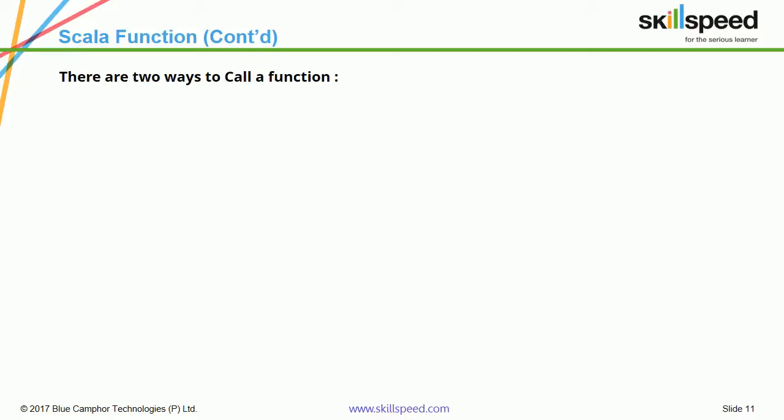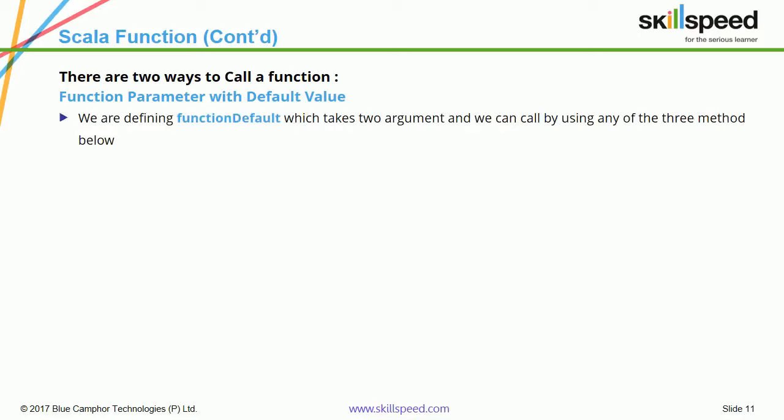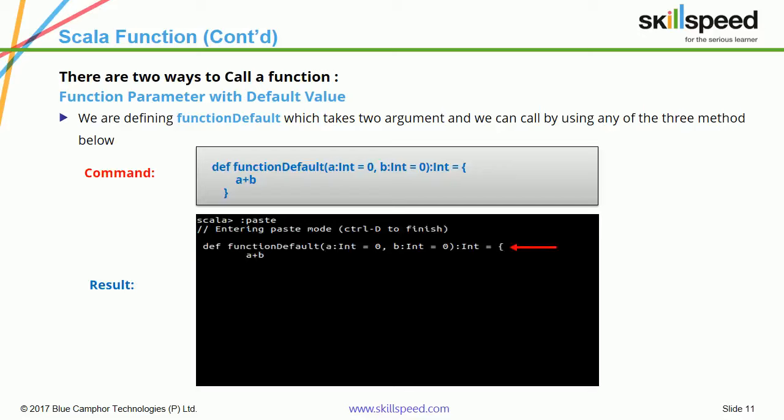Now there are two ways to call a function. You can either call a function parameter with the default value. So in this example, I am defining a function called function default, which takes two input parameters a and b. However, I am initializing the parameters then and there. A is 0, b is 0. So this means these are the default values of these two parameters.